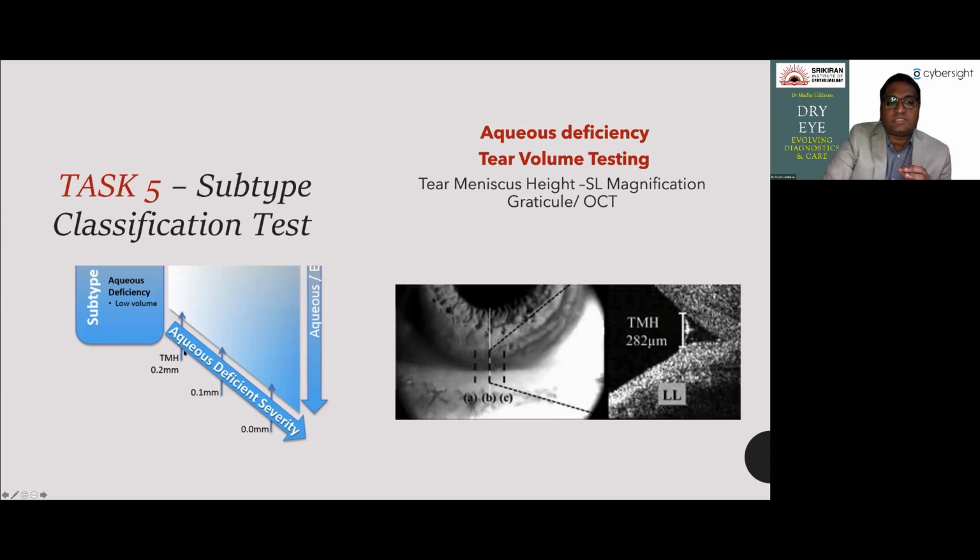If the tear meniscus height is around 0.2 millimeters, that is more than 200 microns, it is mild. And as it comes down and becomes less than 0.1 millimeters or less than 100 microns, the more severe this disease becomes. These are the cases in which we have to retain the liquid that is already there in the eye by placing some plugs or doing a punctal cautery.